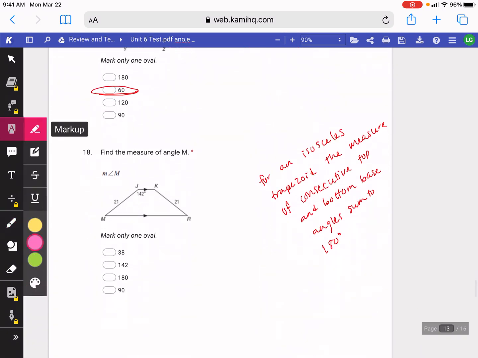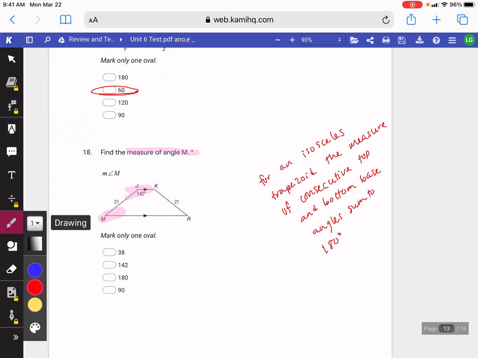This next one wants us to find the measure of angle M, which is right here, and we know angle J. These two are not congruent. One's on the top, one's on the bottom, but they're consecutive base angles. So since they're consecutive, we know that these sum to 180. So 142, we add that to angle M, is going to give us 180. So to work backwards, we would just subtract 142 from 180 to get our answer, and that would come out to 38.